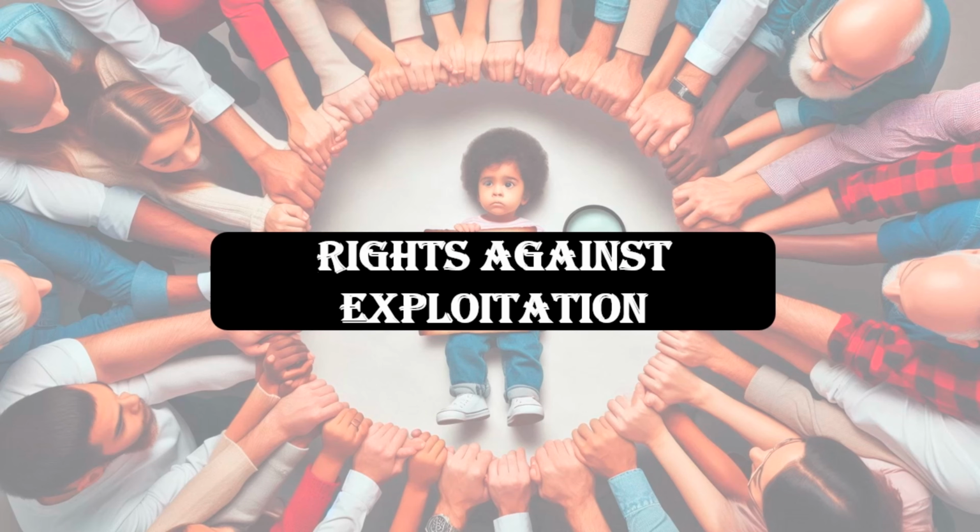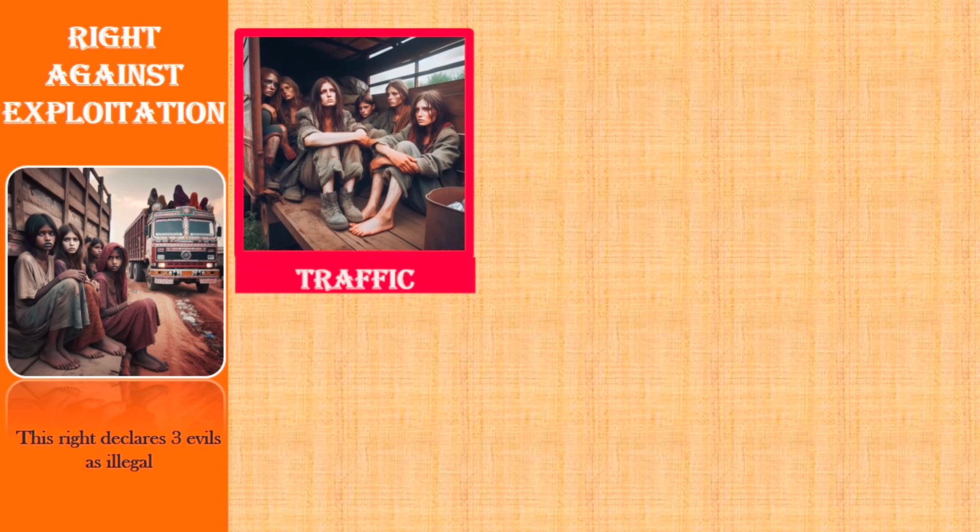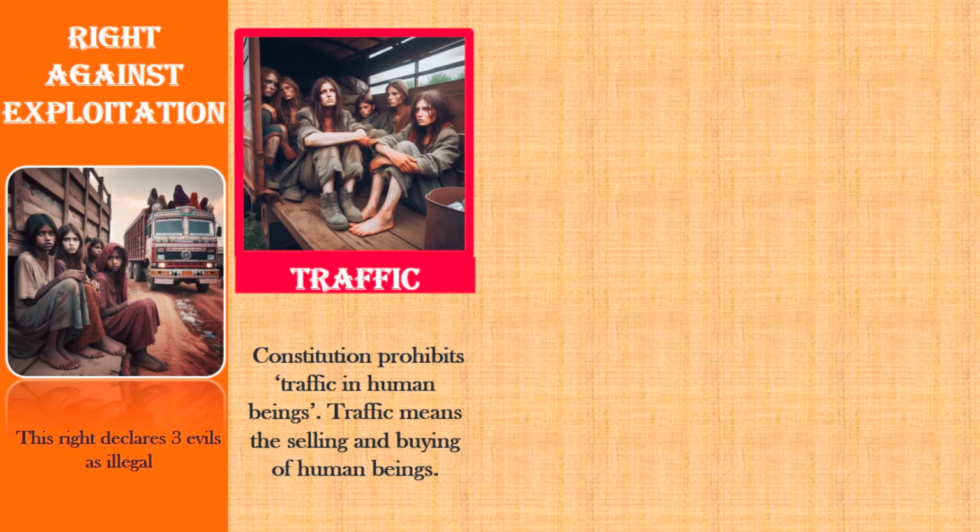Now, let's discuss the right against exploitation. This right ensures that every citizen is protected from exploitation. It addresses 3 specific evils. Prohibition of human trafficking: the Constitution prohibits traffic in human beings. This means that the buying and selling of human beings, typically women, for immoral purposes, is illegal.